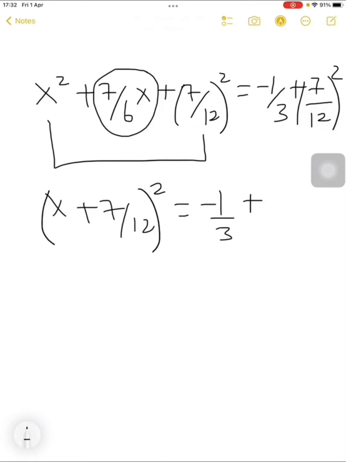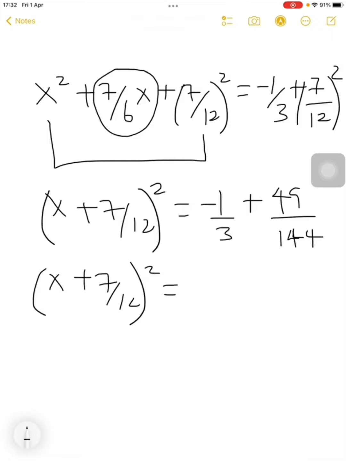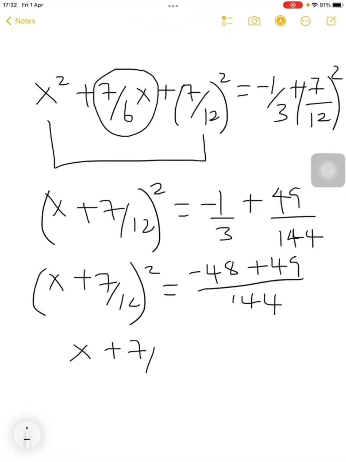what is 7 over 12 squared? Should be 49 all over 144, right? Okay, this is 7 over 12 squared is equal to, what is the LCM of 3 and 144? Should be 144. 144 divided by 3, that should be 48, multiplied by -1, it's negative 48, then plus 49. This is x plus 7 over 12 squared is equal to 1 over 144.